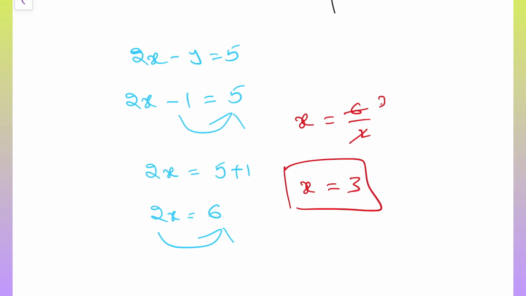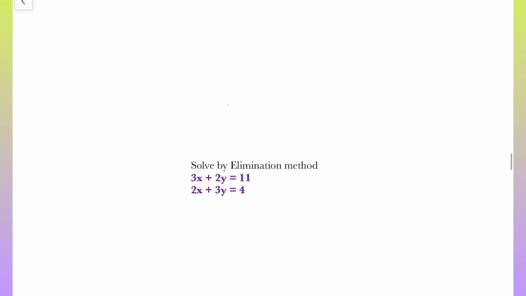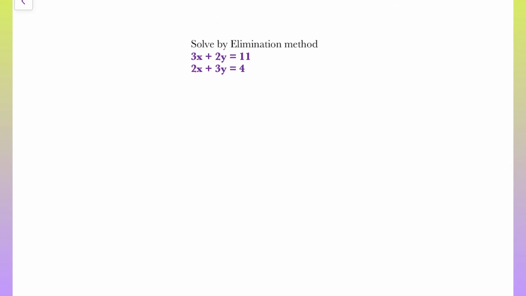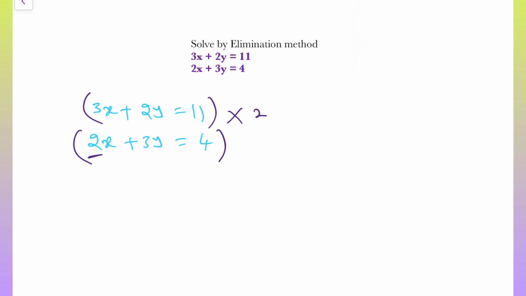Okay, now let us move to the next example, that is example number 7. This example is by the elimination method. So solve by elimination method. Let us write the two equations again. 3x plus 2y equals 11, and the second equation is 2x plus 3y equals 4. Now the first equation we need to multiply with the second equation's x coefficient, that is 2. The second equation we need to multiply with the first equation's x coefficient, that is 3.